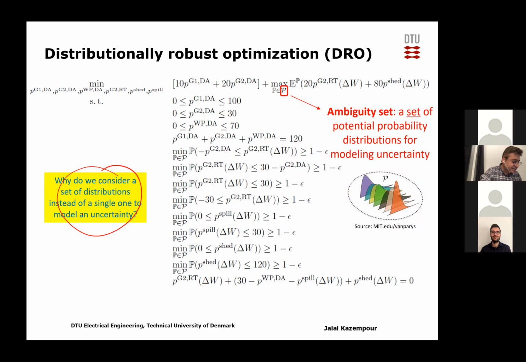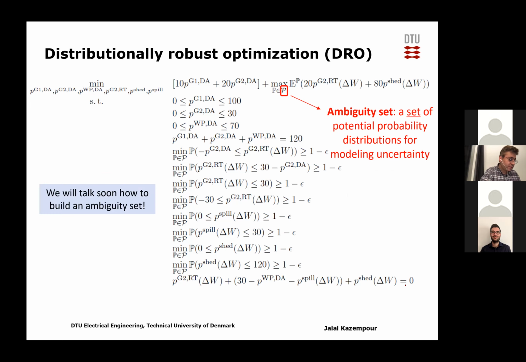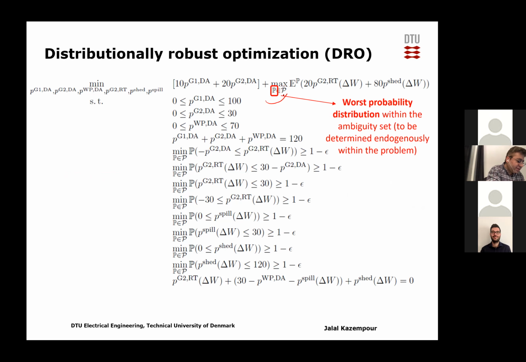So why do we consider a set of distributions instead of knowing a single one? The reason is that we don't know the true distribution. So instead of having a single distribution, we go for a set of distributions. This set might include an infinite number of distributions. We will talk soon about how to build such an ambiguity set. So far, assume that we have that ambiguity set. Now within the ambiguity set, we are trying to find the worst distribution, the distribution that ends up with the maximum cost.